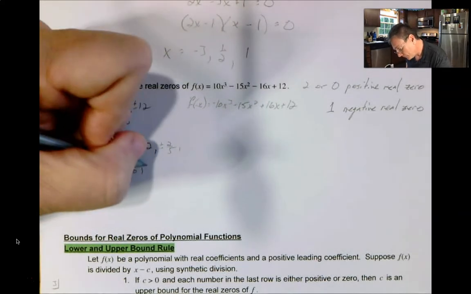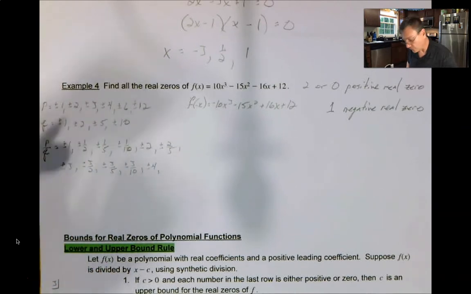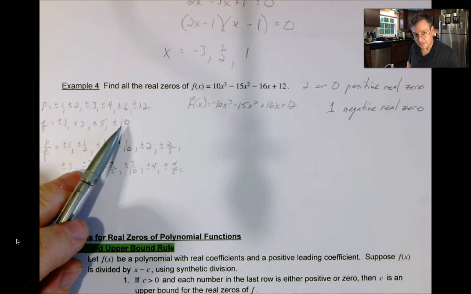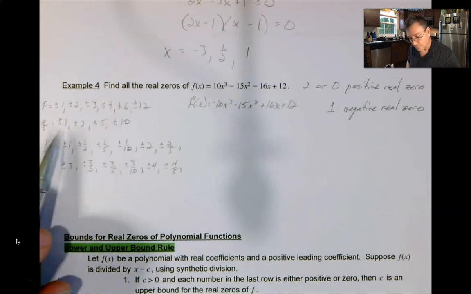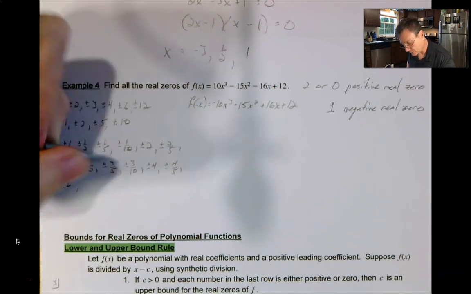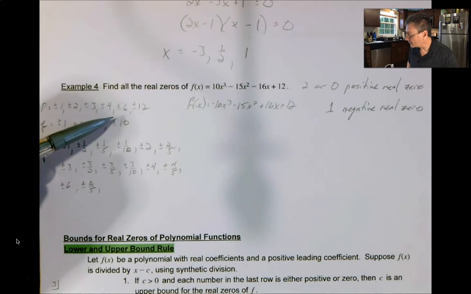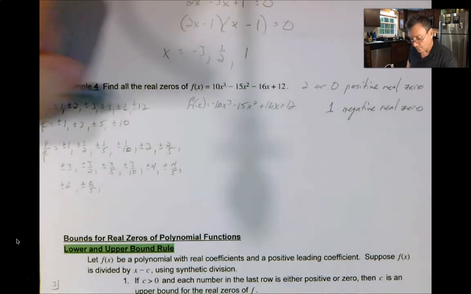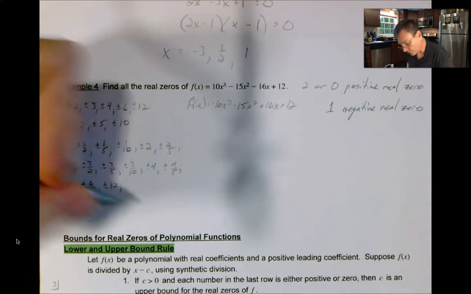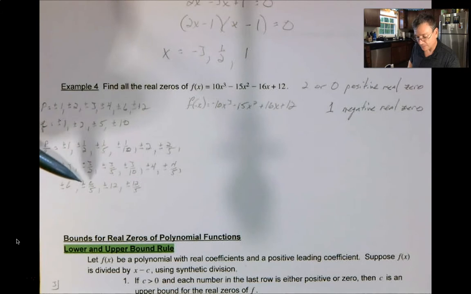Plus or minus 4 over 1, plus or minus 4 over 2 is 2, already have that, plus or minus 4 over 5, plus or minus 4 over 10 is 2 over 5, we already have that right here, plus or minus 6 over 1, plus or minus 6 over 2 is 3, plus or minus 6 over 5, plus or minus 6 over 10 is 3 over 5, we already have that one, plus or minus 12 over 1, plus or minus 12 over 2 is 6, plus or minus 12 over 5, and plus or minus 12 over 10 is plus or minus 6 over 5. We already have that one.